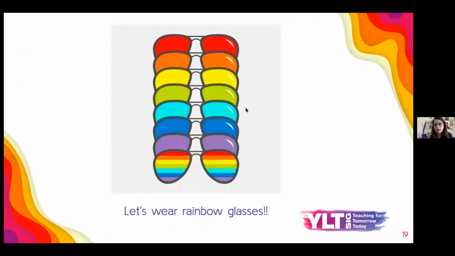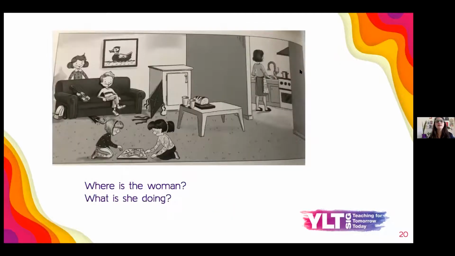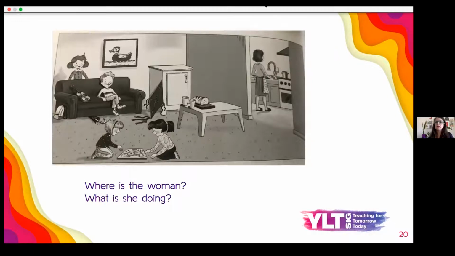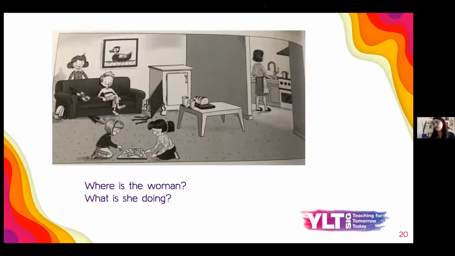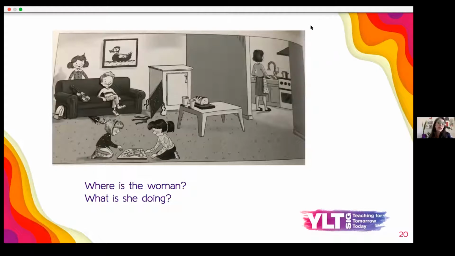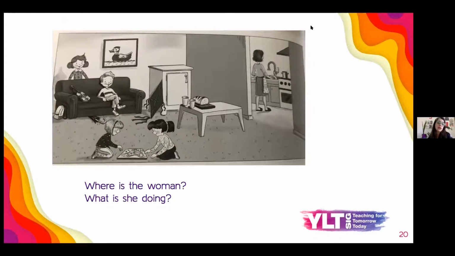And now let's wear rainbow. I ask you all to wear rainbow glasses just for a moment, just to see life through a gender perspective. Look at this picture. This was taken from a book. Where is the woman and what is she doing? What's the message here in this picture, in this activity?